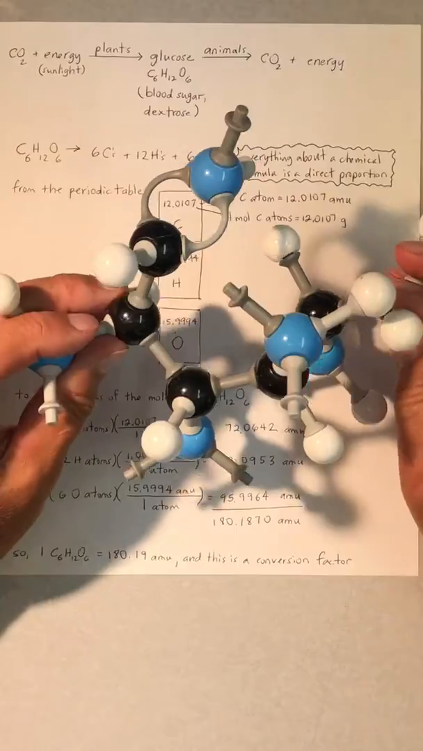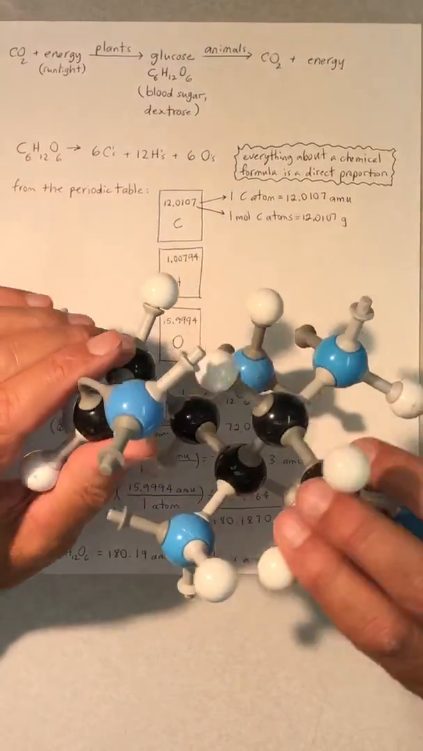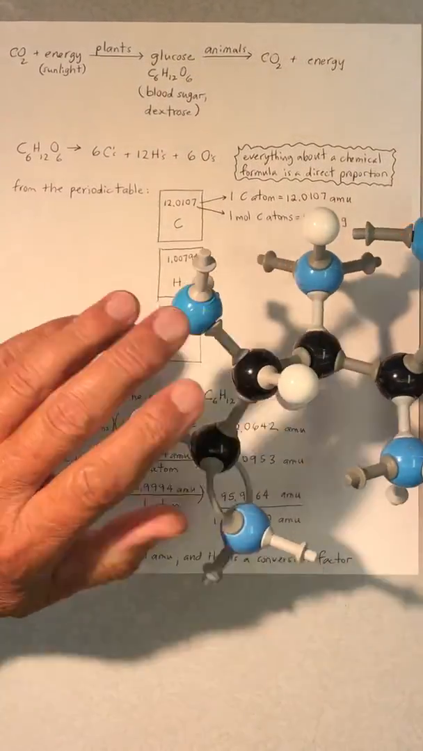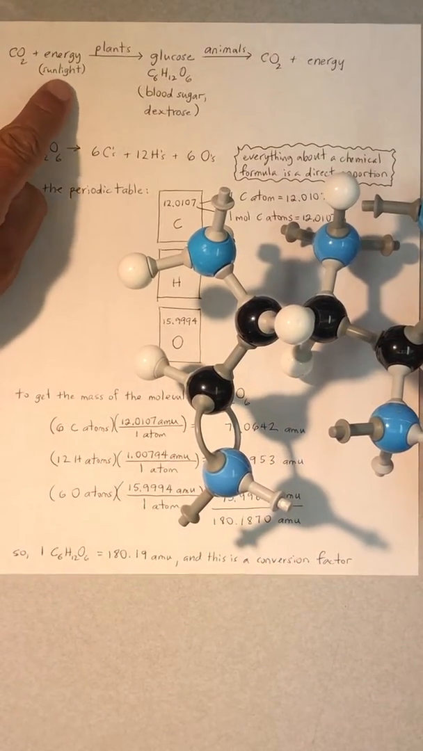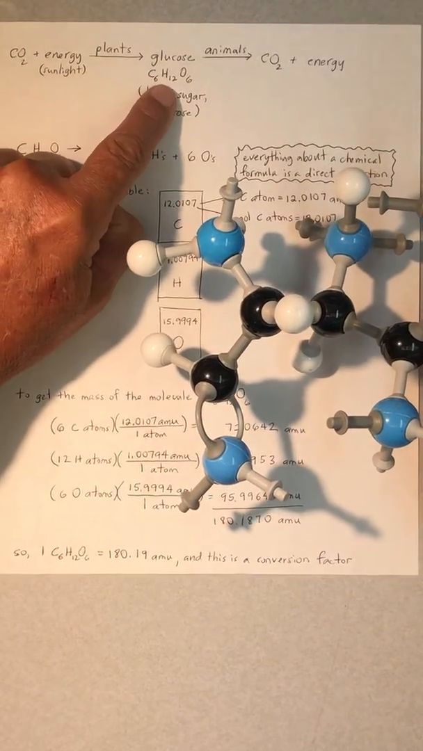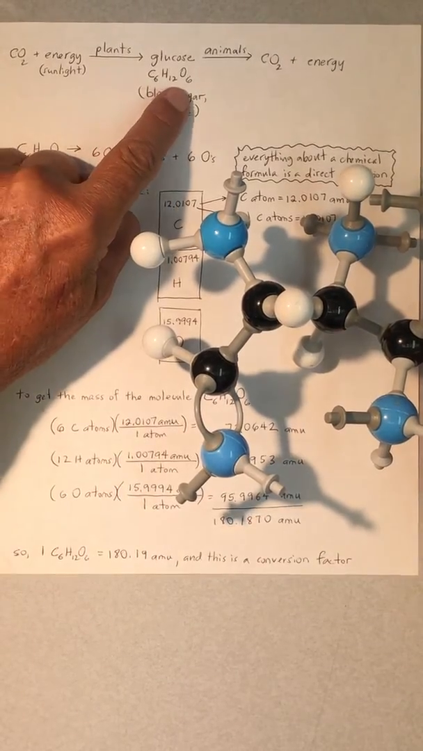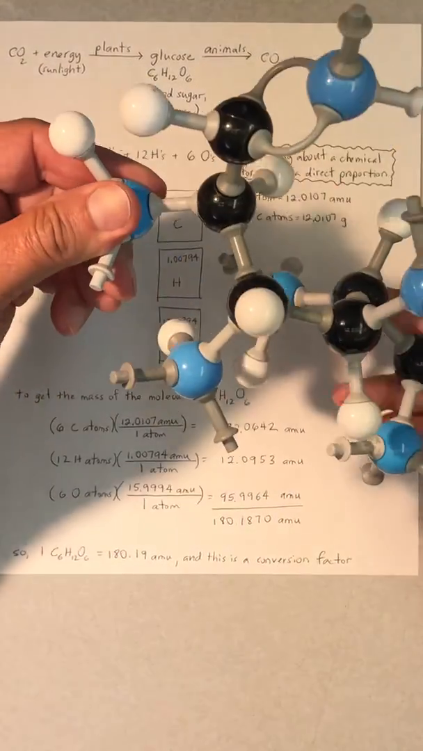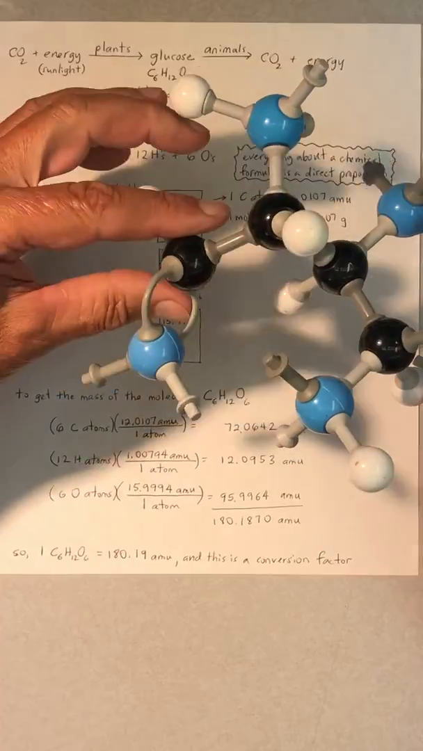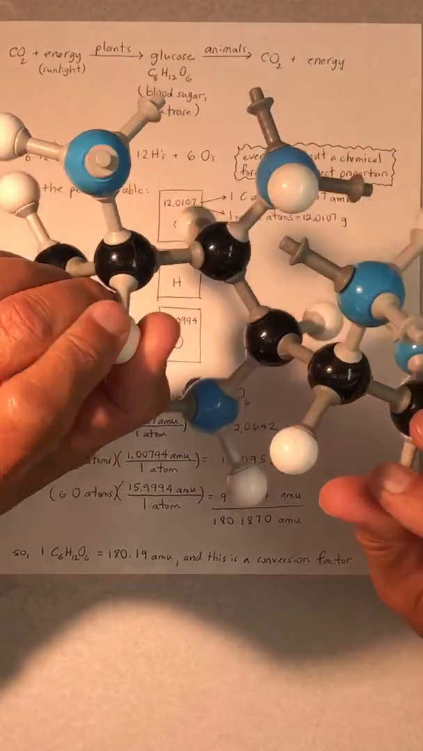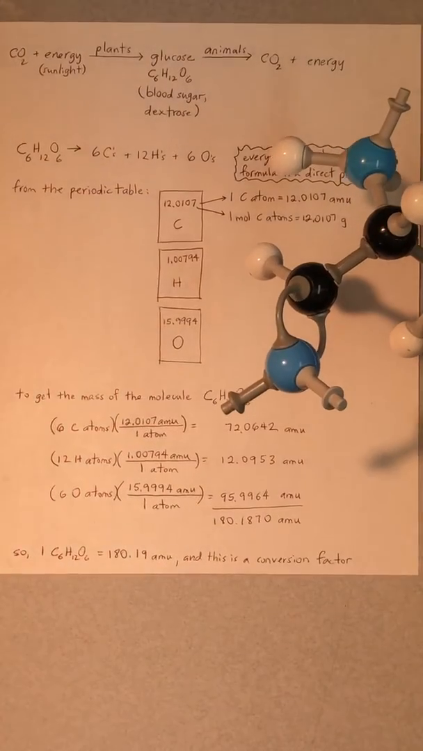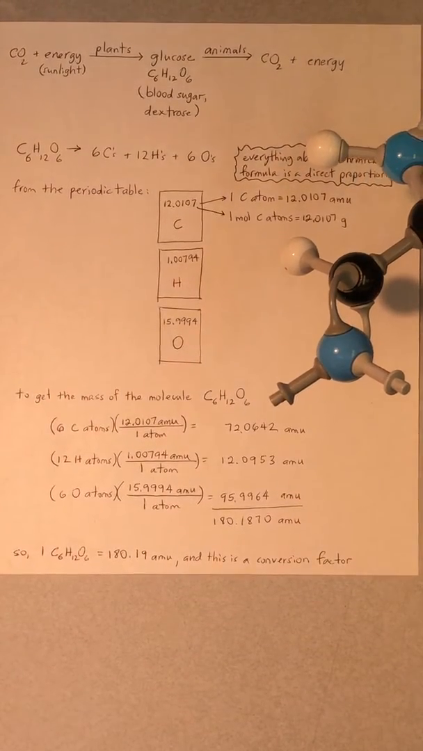So this is a glucose molecule. Glucose is made by plants. You can see that they take CO2 and use sunlight energy to make glucose. This is glucose, C6H12O6. Each blue one is an oxygen, each black one is a carbon, and we have 12 hydrogens that are white. This is your blood sugar, also known as dextrose.